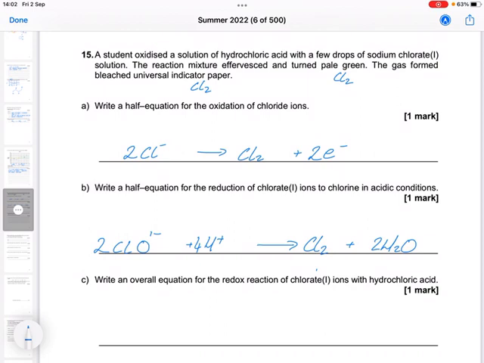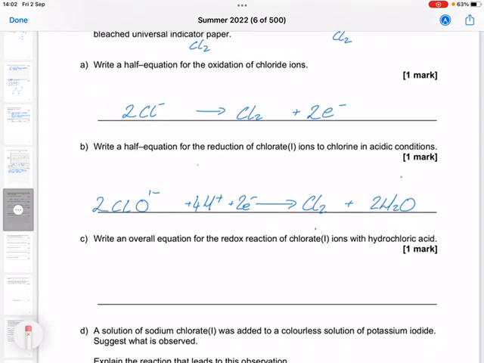I now balance the charges. So this side is neutral, which means overall this side needs to be neutral as well. I've got 4 plus and 2 1 minuses, so that's overall 2 plus, which means the addition of 2 negative electrons will make both sides neutral.